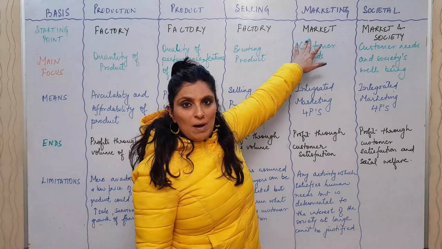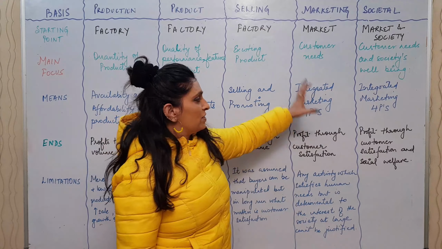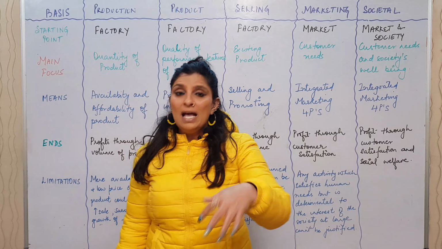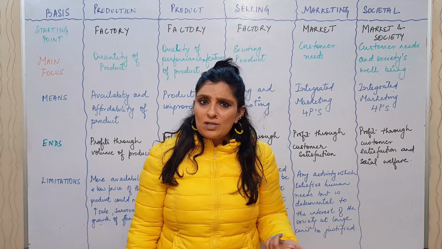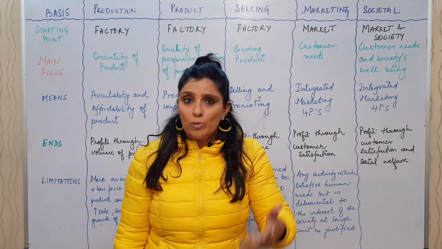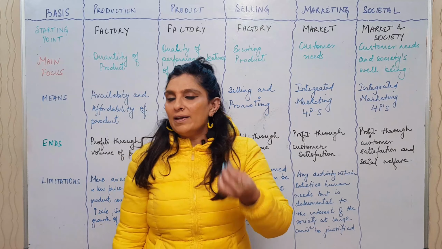So starting point is market, the focus is on customer needs, and when we talk about means, it was integrated marketing, that is 4P's, which we are going to do immediately once we finish this off. We're going to talk about 4P's of marketing: product, price, place, promotion. Product is something which is of value to the people.